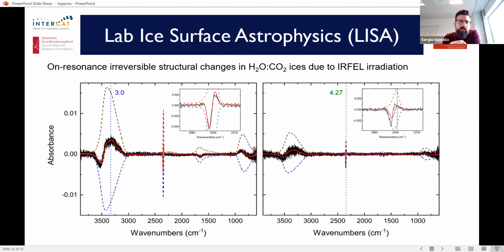So when we do our fitting procedure, we can nicely fit the profile of both CO2 and water when we try to fit the 3 micron irradiation, so the irradiation of the water band. But this is not the case when we try to do the same for the irradiation of the CO2, indicating that this is most likely not a global warming effect, but a local effect that only affects certain molecules that have a certain orientation within each other, and that therefore the energy is not distributed overall throughout the lattice of the ice, but only specifically to certain molecules.